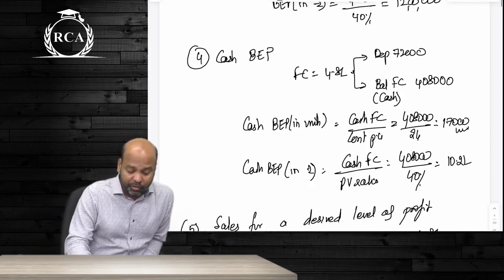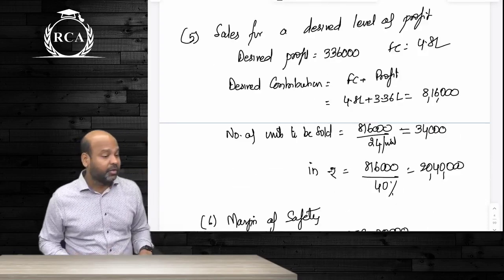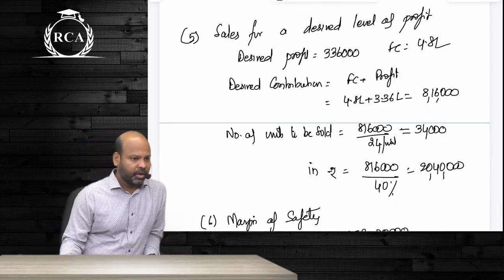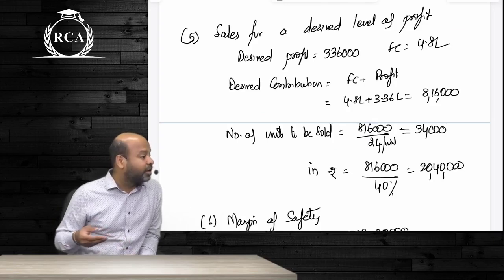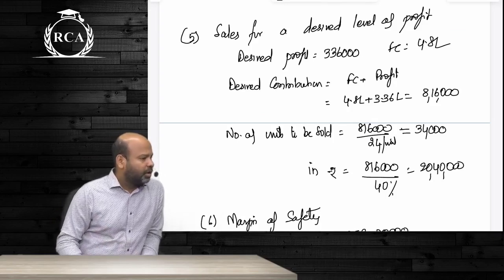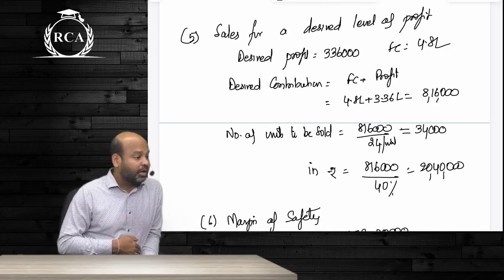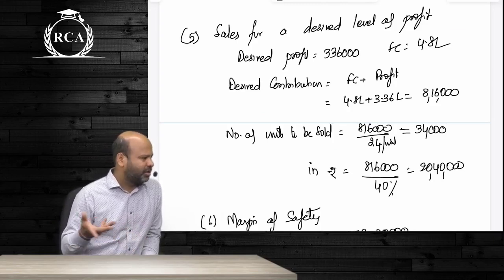After this, we moved on to the concept of sales for a desired level of profit. Say your fixed cost is 1 lakh rupees and your desired profit is 50,000. Now instead of recovering only 1 lakh, you will want to recover a contribution of 1 lakh 50,000. Everything else is the same.